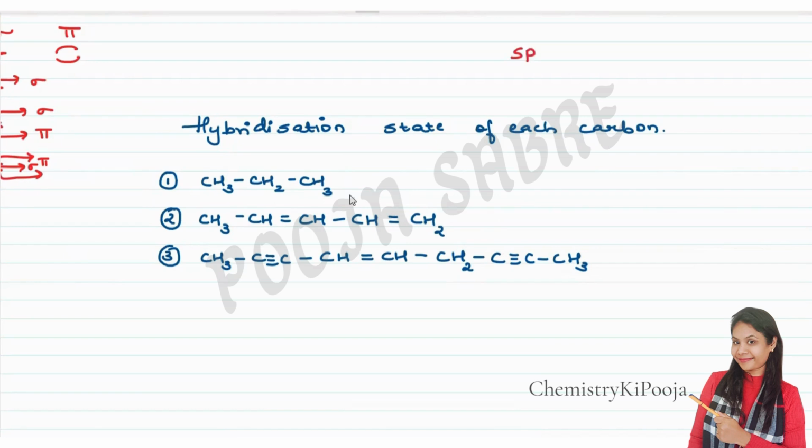For sp, the number of sigma bonds should be 2, because 1s and 1p is 2. For sp2, it should be 3 sigma bonds. And for sp3, it should be 4 sigma bonds. Clear? Now, quickly, I'm going to expand.